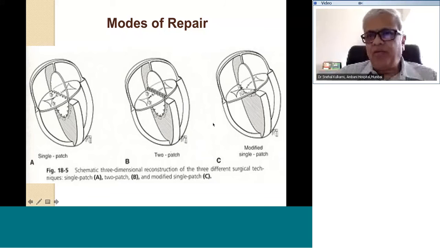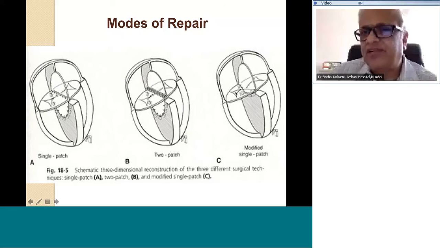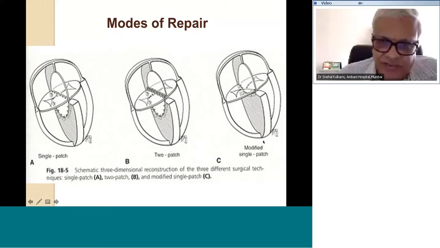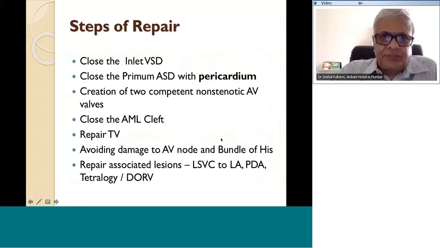And of late, when a VSD is not very much excavated, we use what's called a modified single patch, where we suture the leaflets directly to the atrioventricular annulus and then close the primum ASD. So here there is no patch to close the VSD, only one patch to close the ASD. This is also called the Australian technique of AV canal repair. It is usually done when there is not much scooping out of the interventricular septum.